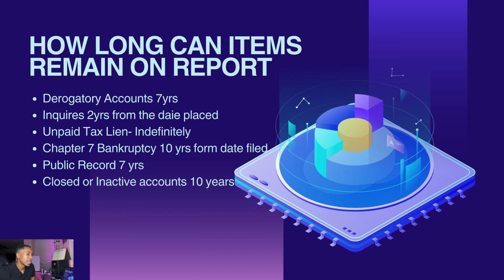How long can items remain on your credit report? This is one that most people may want to know, and it varies depending on what the item is. Derogatory accounts last for 7 years. Inquiries last for 2 years from the date that it was first placed. Unpaid tax liens stay on indefinitely, so you do not want to have that on there. Chapter 7 bankruptcy is 10 years from the date filed. Public records last 7 years, and closed or inactive accounts stay on for 10 years.